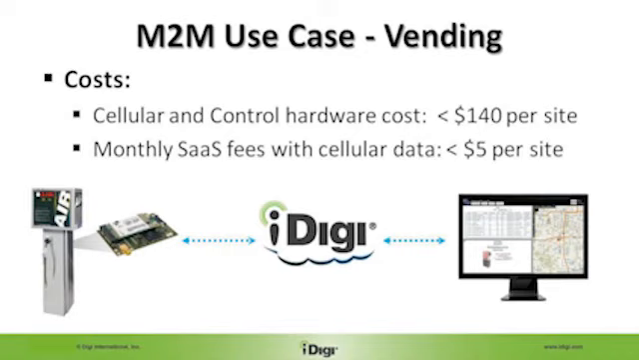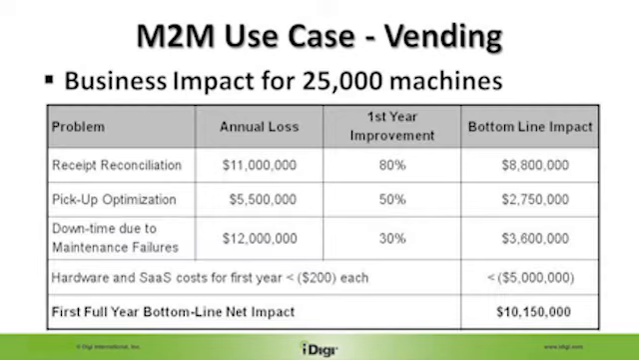Here's the business impact. You've got an annual loss because there are 25,000 of these machines. You've got an annual loss just on a receipt reconciliation of $11 million. The first year, we are expecting to improve that by 80%. That's an almost $9 million impact on the bottom line. Pickups improved by just under $3 million. And then downtime due to maintenance failures, because we find out about them right away, we can improve that as well. Instead of having your machines down 10% of the time, you reduce that greatly. You get another over $3 million back.